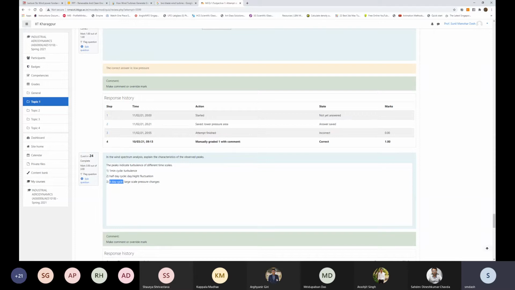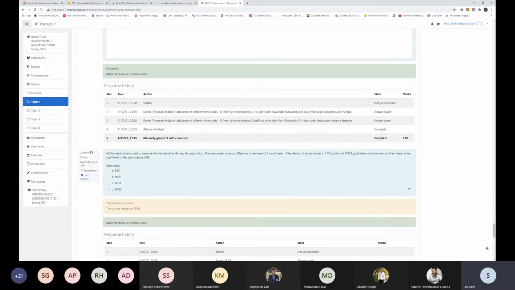Then the other one is the 4-day cycle. These are some of the large scale pressure changes. If there is any unsteadiness happening over the large scale, you generally tend to see a 4-day cycle or around that figure. Okay, 4-day cycle. So these are the three peaks we observed.